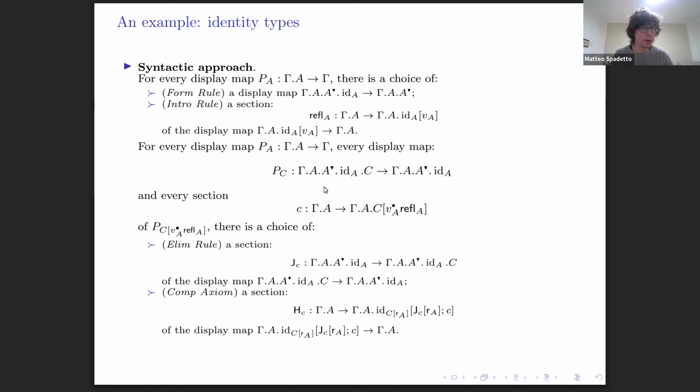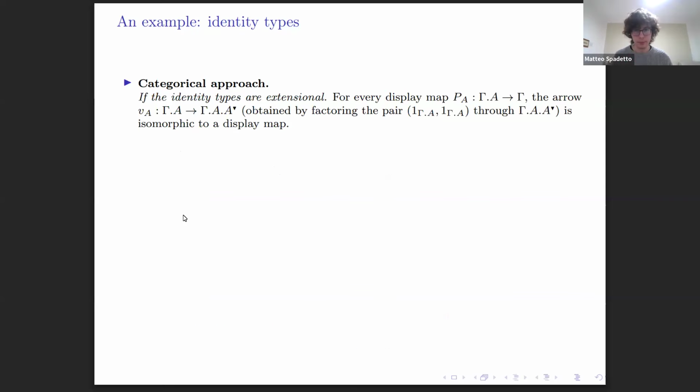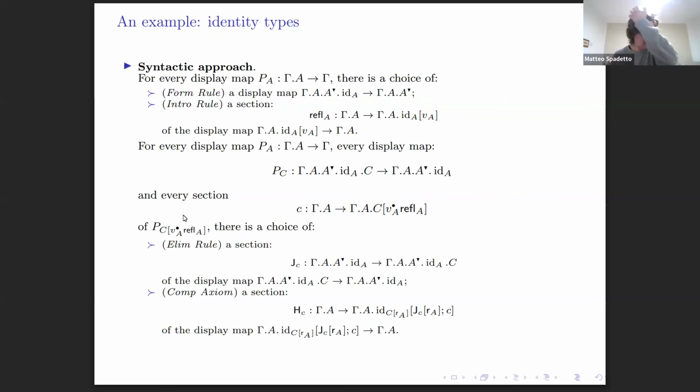For the interpretation of every instantiation of the premises of the elimination rule, a choice function will produce an interpretation of the conclusion of the elimination rule. And similarly for the computation axiom. So in the syntactic approach, you see many requests, many choice functions, to have what we call a model of identity types, or at least a pre-model of identity types. I will talk about this later.